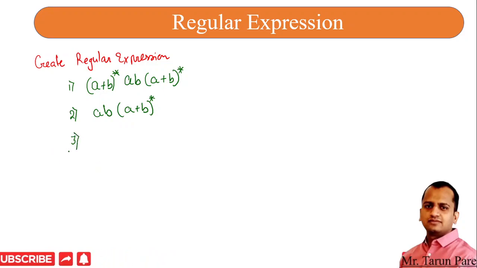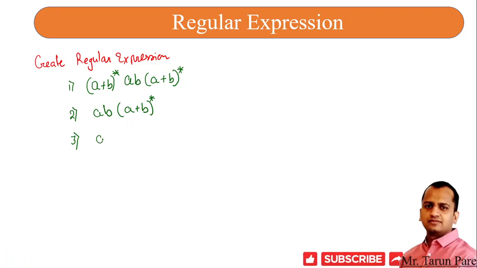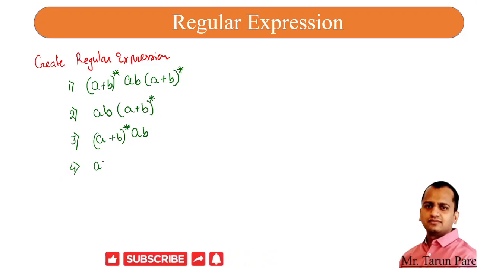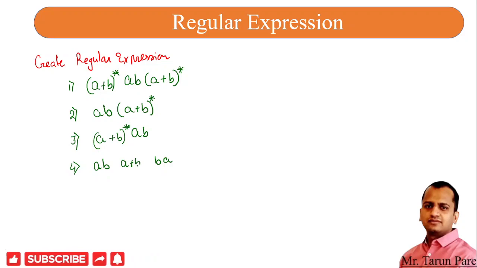If you want to create a regular expression which ends with ab and the prefix to that will be any combination of a and b, it will be like (a plus b) star ab. Okay, next example we can take. If you want to create a regular expression for the string which starts with ab and ends with ba and has any combination of a and b in between of any length, then it will be like ab (a plus b) star ba.